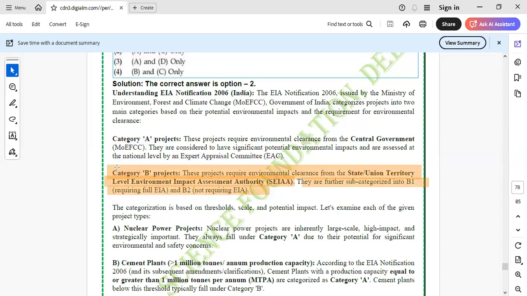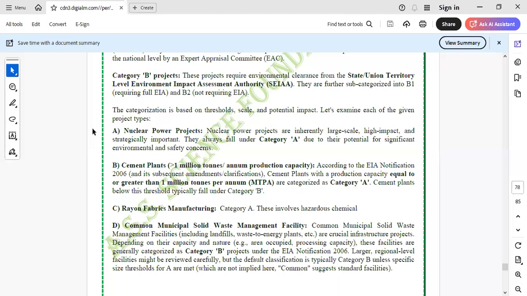This question has been asked multiple times, that which do not require EIA. तो B2 is the one which does not require, but B1 requires. B1 requires EIA, right? B2 does not require, right? And then you can see which are under which category.